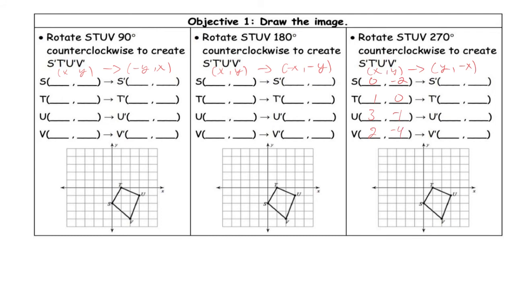So if we take our Y, we get negative 2. If you want to, you could fill out all the Y's because you know they're not going to change and they're going to be the X values. So negative 2, 0, negative 1, negative 4, all move over to the X coordinate of the prime shape. Then we do the opposite of X, right? Opposite of 0 is just 0. Opposite of 1 is negative 1. Opposite of 3 is negative 3. And opposite of 2 is negative 2.